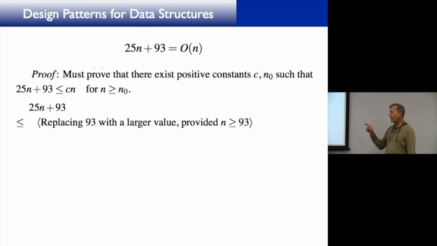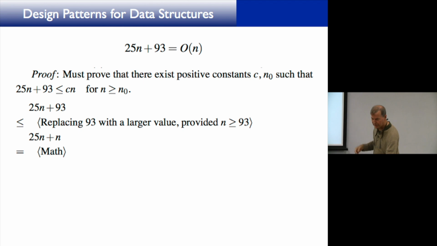But now, 25n plus 93 is less than or equal to 25n plus n, only provided that what? Only provided that n is greater than or equal to 93. Is everybody clear on this step? That is true. Isn't 25n plus 93 less than or equal to 25n plus n, provided n is greater than 93? You're replacing 93 by something that's bigger than 93, right?